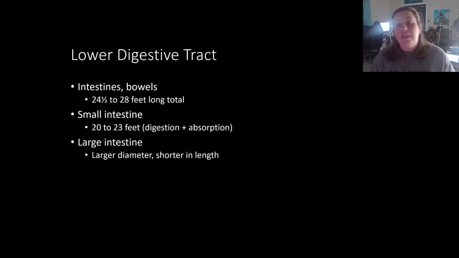So the small intestines does finish up the digestion process. The stomach is going to be where a lot of it does take place. And again, it absorbs the nutrients.